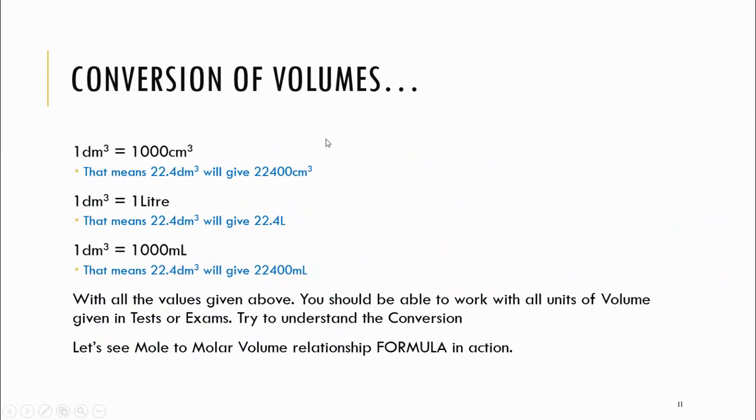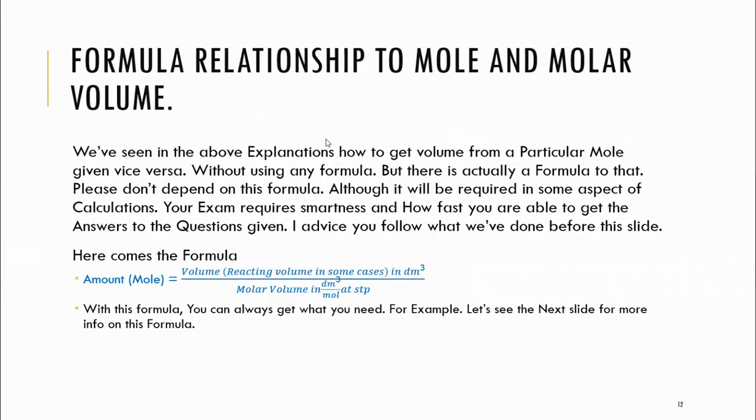Moving on, conversions of volume. 1 dm3 is 1000 cm3, 1 dm3 is 1 liter, and 1 dm3 is 1000 milliliters. Let's note that. Now the formula relationship between mole and molar volume is just like the mole to molar mass one. Amount equals what? For mass, you said mass over molar mass. Here it is volume over molar volume.